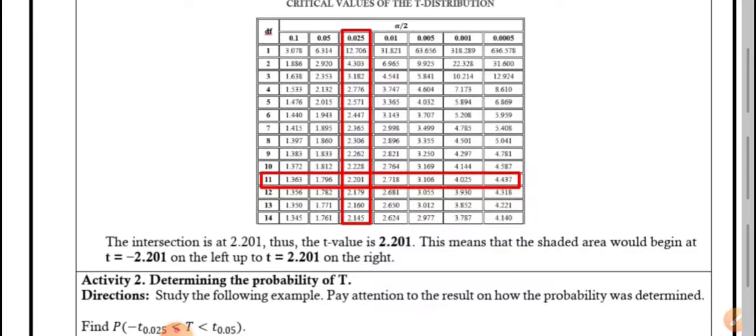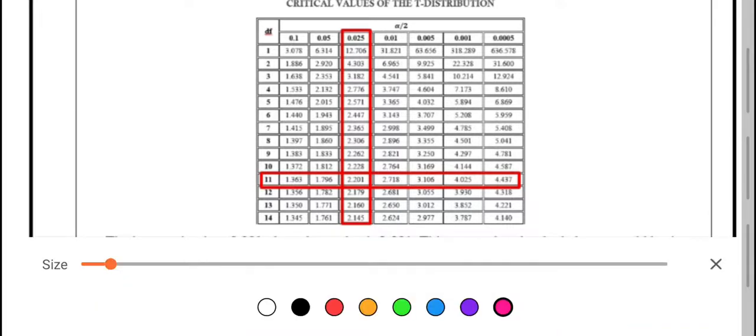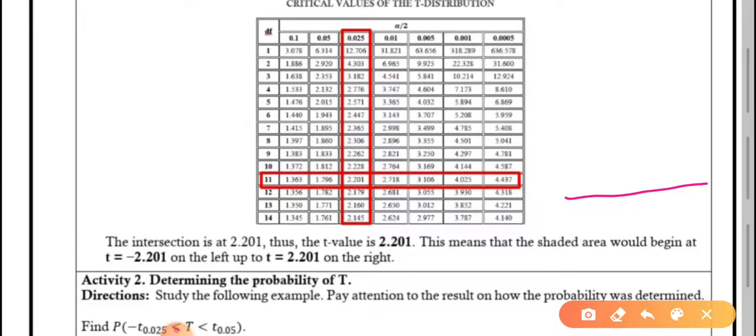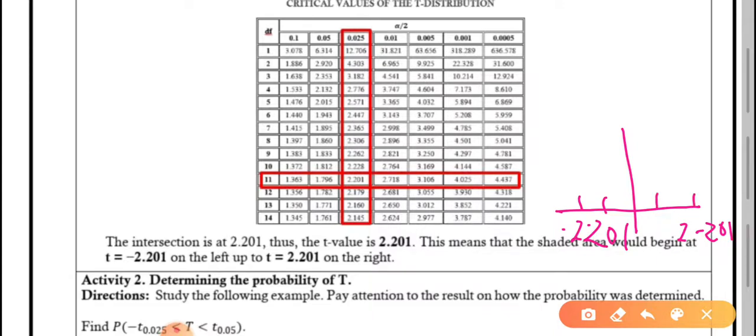This means that the shaded area would begin at negative 2.201 on the left up to 2.201 on the right. So if we're gonna draw a normal curve here, suppose this is our mean, you're gonna start at negative 2.201 up to 2.201 on the right. So your graph will look like this one.